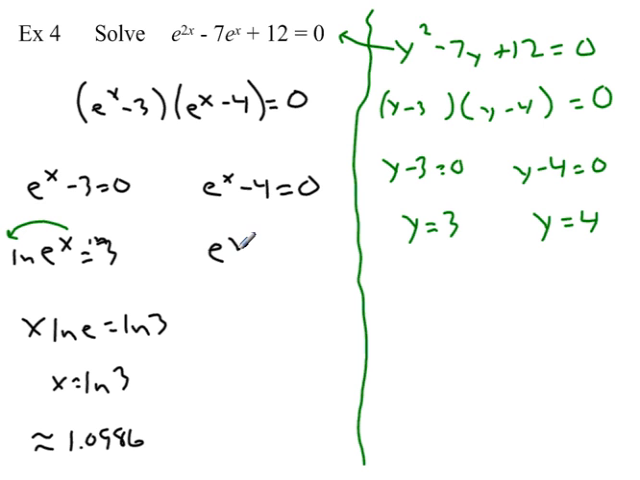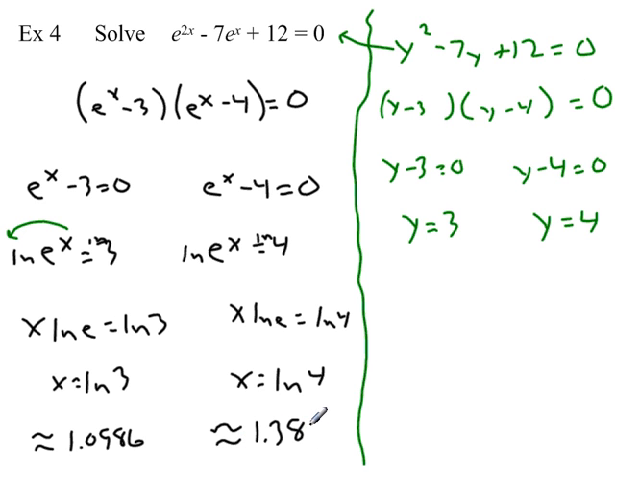So we can say e to the x equals 4. Taking the natural log of both sides and moving that x in front gives us x times the natural log of e equals the natural log of 4. Natural log of e is equal to 1. So there's our value of x, which is about equal to 1.386. So if you can do this problem in Algebra 2, you can do this similar problem in Precalculus now.